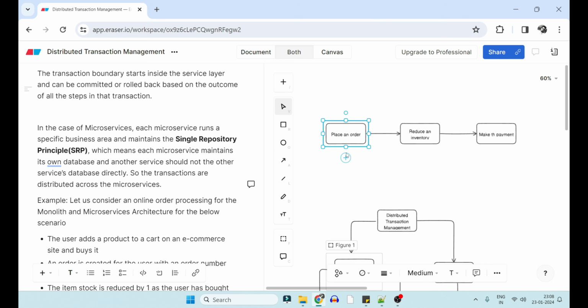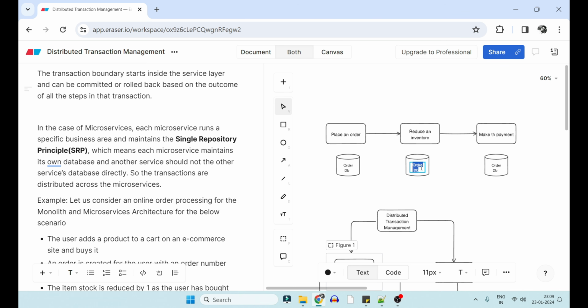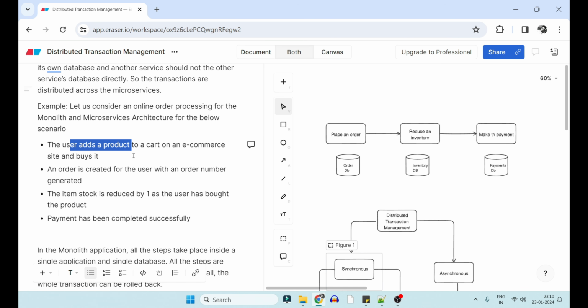Why? Because now each of them is going to have its own database. So this is the order DB, this is the inventory DB, and this is going to be the payment details DB. For a particular client, there might be multiple payments and multiple payment methods which you can store in your tables also. So that can be in this particular DB. Now you, as a client, add the product and go to buy it on a website. Now the order is created. The item stock has to be reduced by 1 since you are buying that product, and the payment is successful.